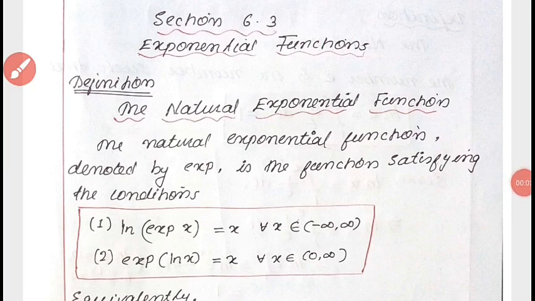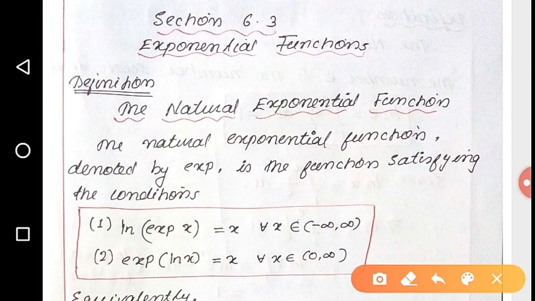Hello dear students, let us discuss exponential functions. So this is the definition of the natural exponential function. The natural exponential function is denoted by exp, and it is the function satisfying two conditions.